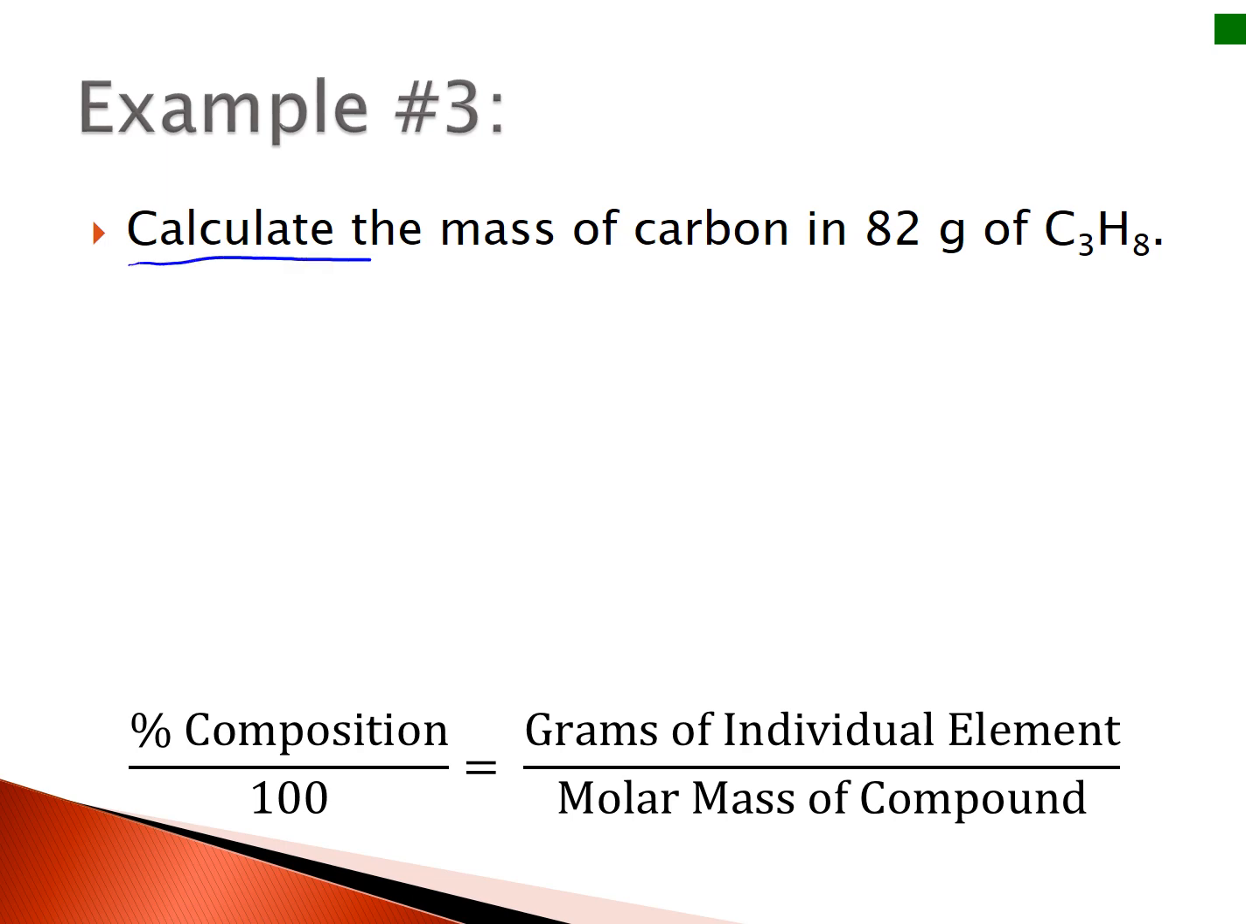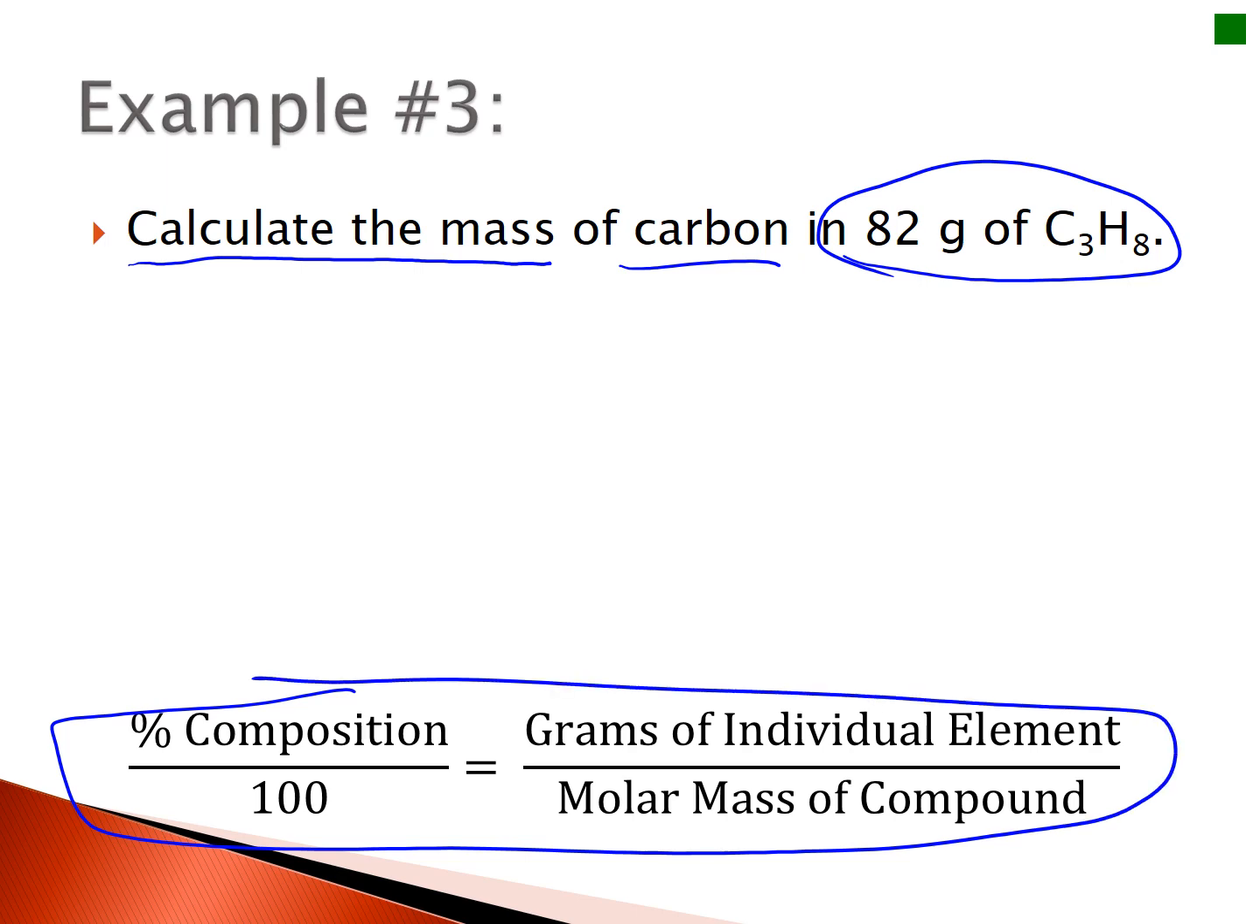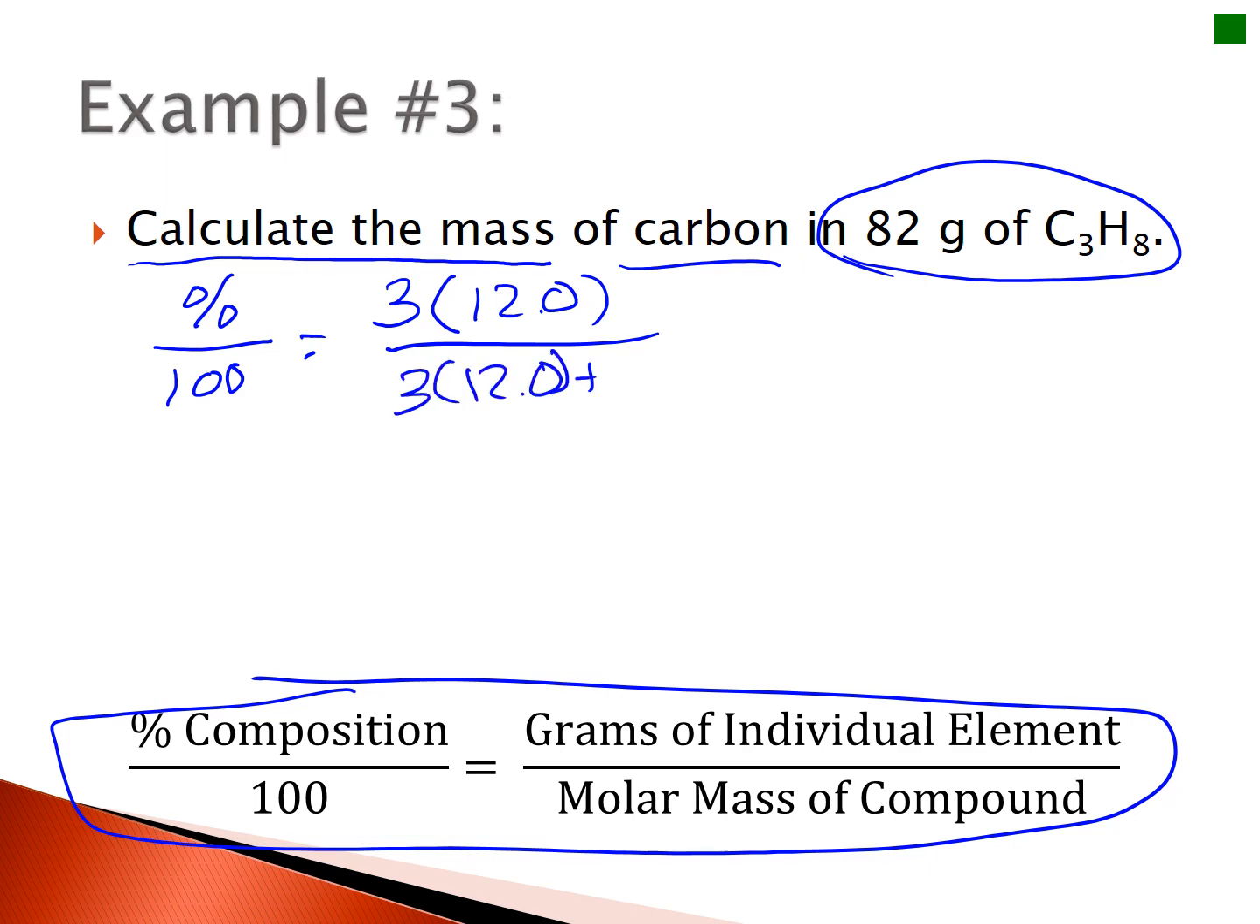And this one is where you have to actually calculate the exact mass of carbon that's found in a specific amount of a particular substance. And what I'm going to show you is a series of equations. So if I use this formula down here, I know that my percent over 100 is equal to the grams of the individual element, which for carbon would be 3 times 12.0, all over 3 times 12.0 plus 8 times 1.0.